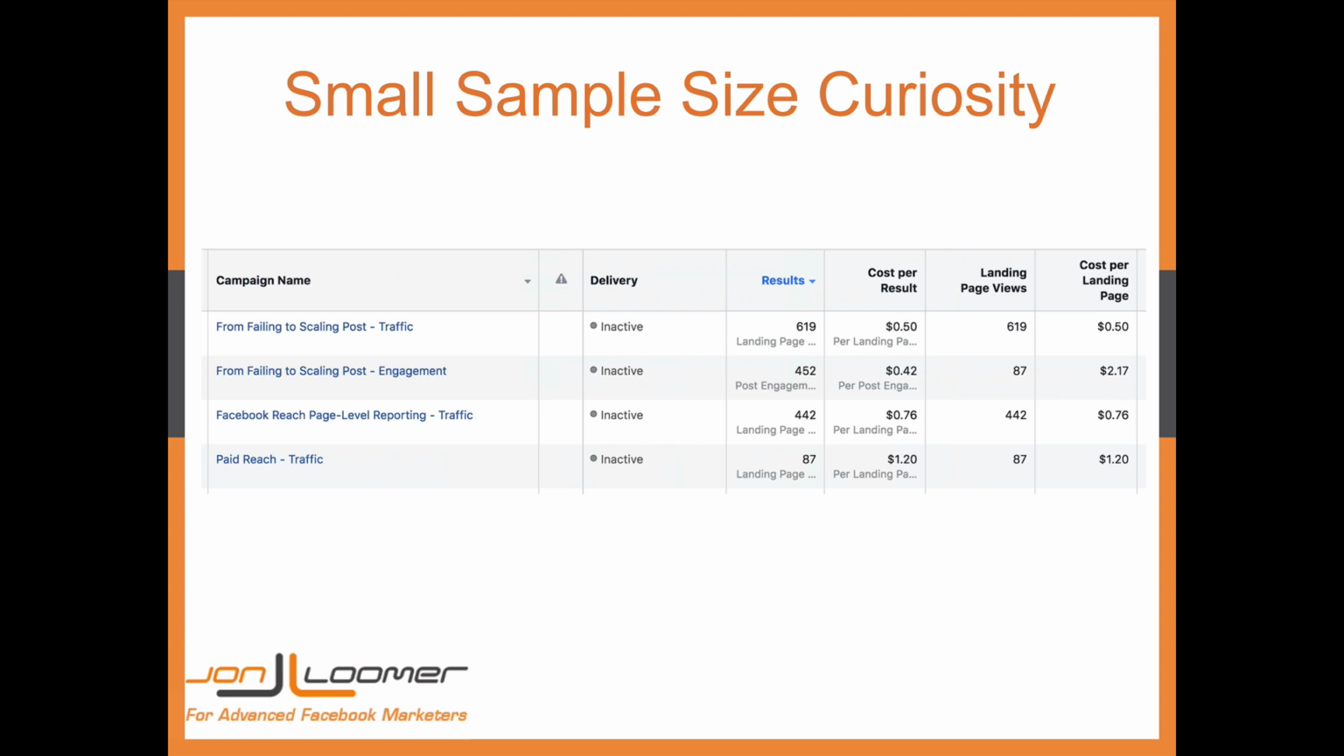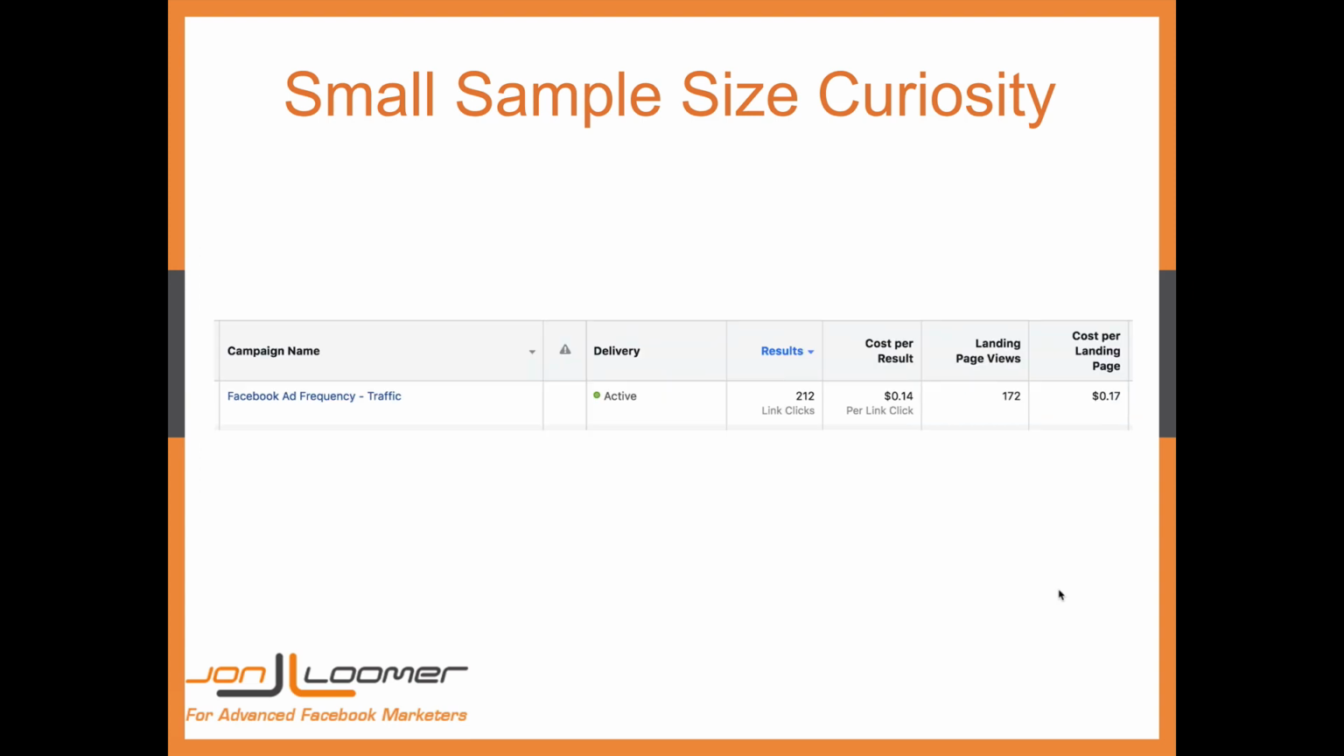We got 50 cents, $2.17. I don't know why I ran that one as long. I actually ended up optimizing for engagement because you can see I was experimenting with something. That was bad. 76 cents, $1.20. That $1.20 was the one that was last week's blog post. Like, what in the world is going on?